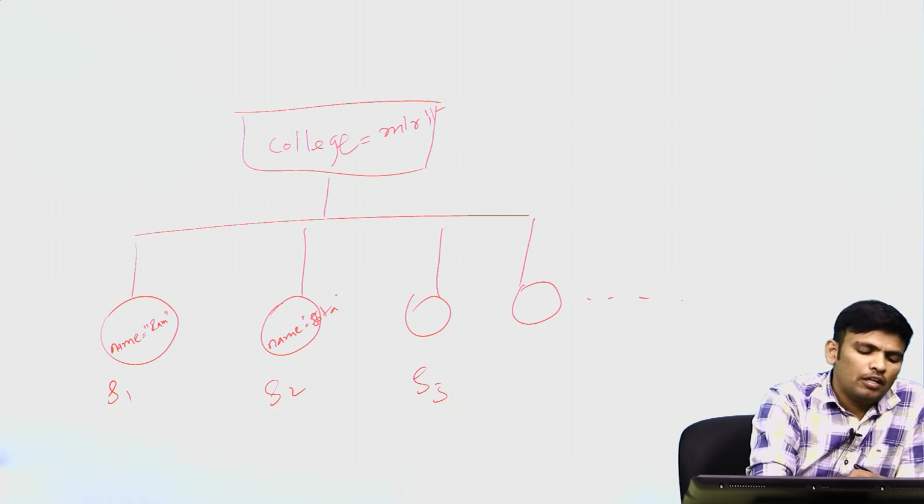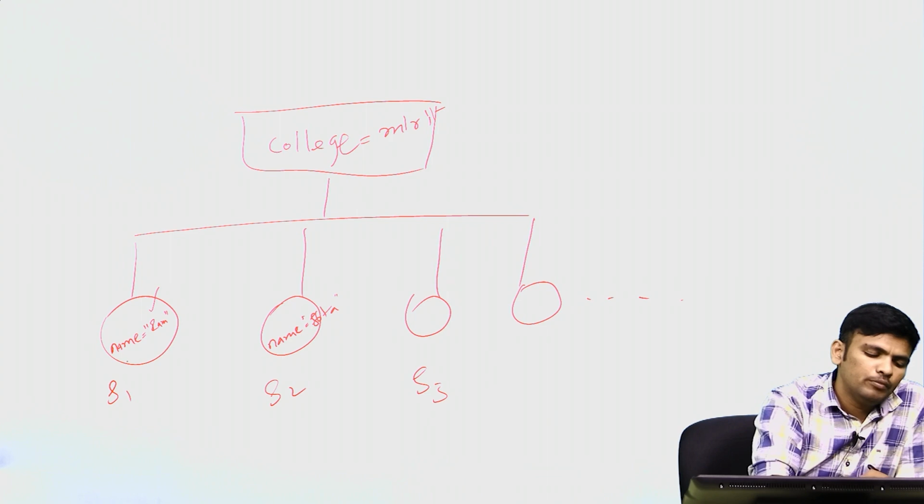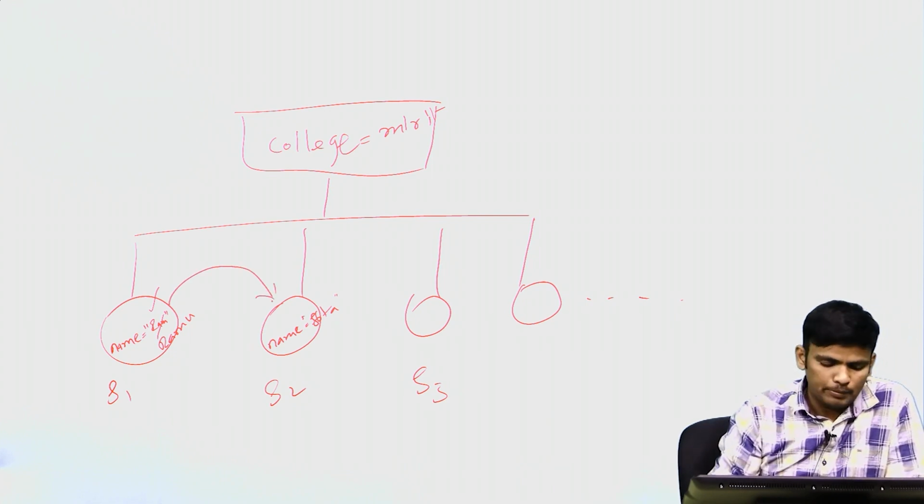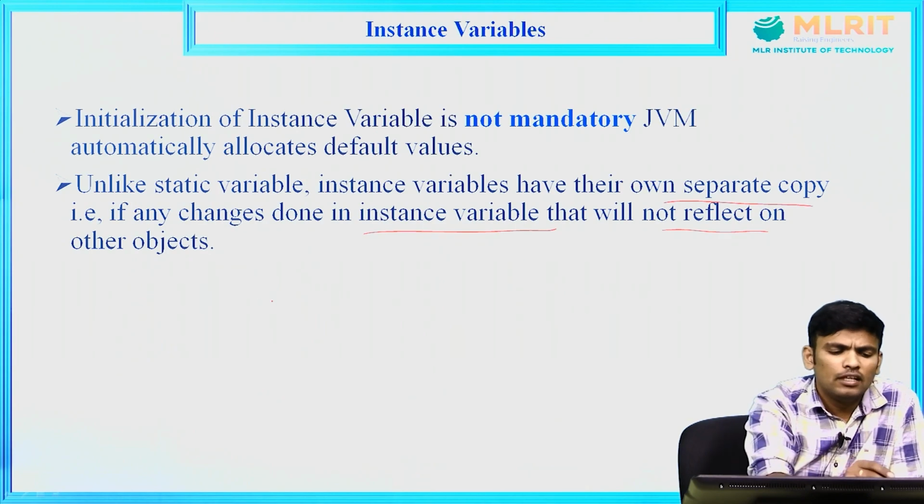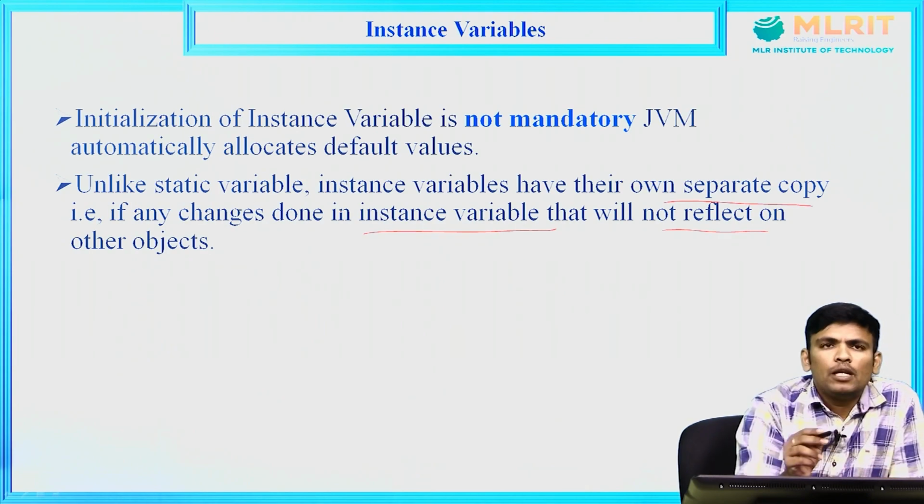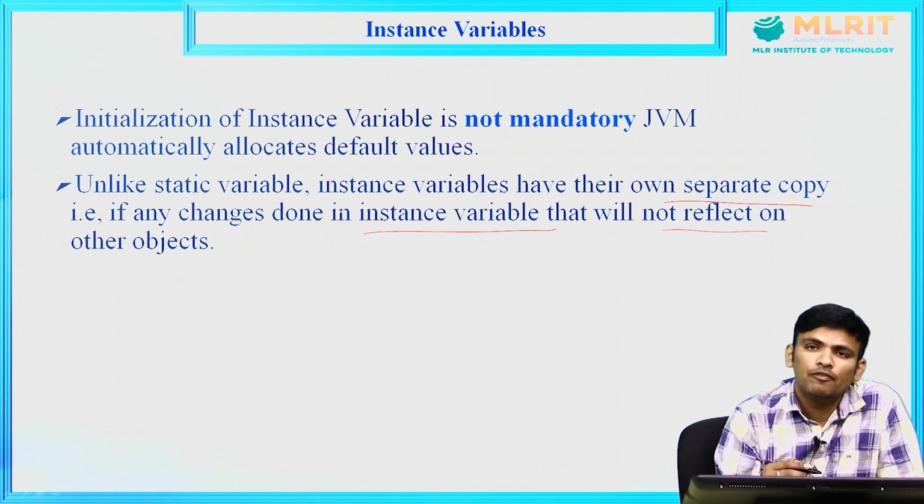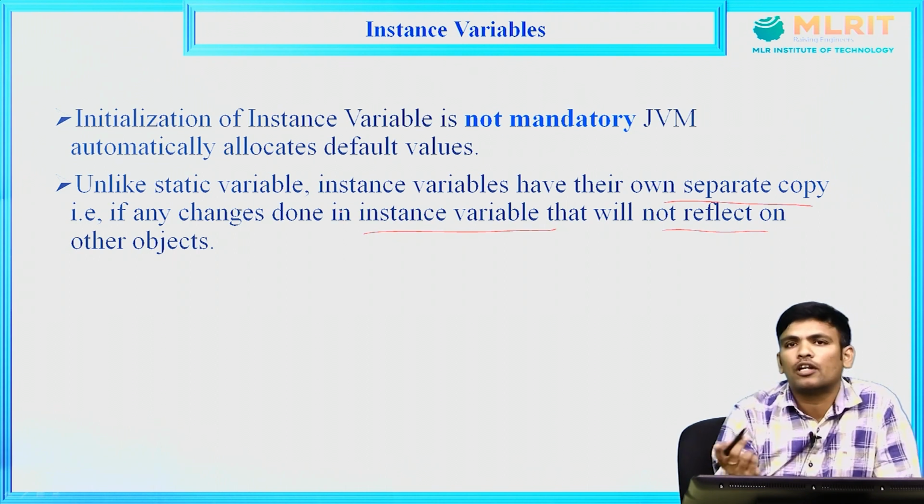Here, if any changes are done in one object, that will not reflect here. Suppose this name is changed from Ram to Ramu. Now this change will not reflect on the other object. That is the meaning of this statement. The static variable maintains only one copy for all objects, but an instance variable maintains a separate copy for every object. So if any changes are done in one object, that will not reflect on the other object.